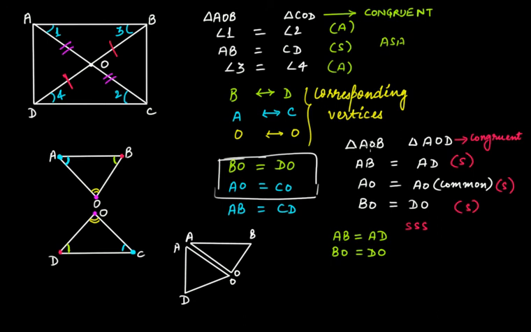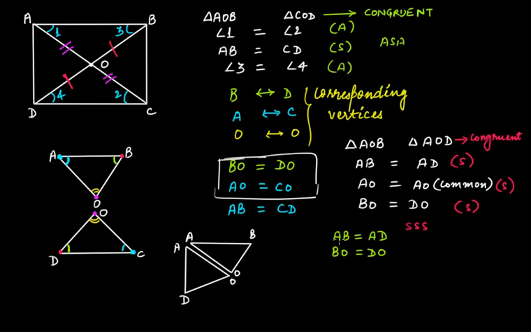This AB and BO belongs to this triangle AOB, and this AD and DO belongs to triangle AOD. In the SSS criterion, most of the students make mistakes when they have to tell the corresponding vertices. So I'll tell you, take any two pairs of equal sides. I have taken this one and this one. You could take even these two or these two.